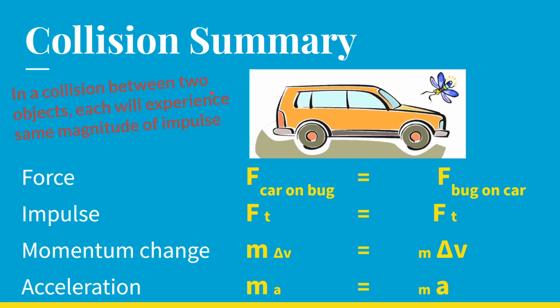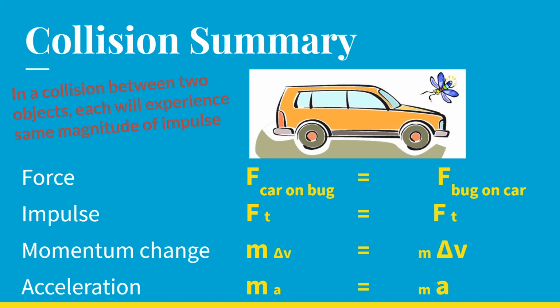Again, you might want to write this down. In a collision between two objects, each will experience the same magnitude of impulse. I've said it already. It's up there on the screen, but you might want to actually write that down as a sentence in your notes as well. You will have equal and opposite forces. You will also have equal and opposite impulses. Because the forces are equal and opposite, so will the impulse. It will also be equal and opposite.